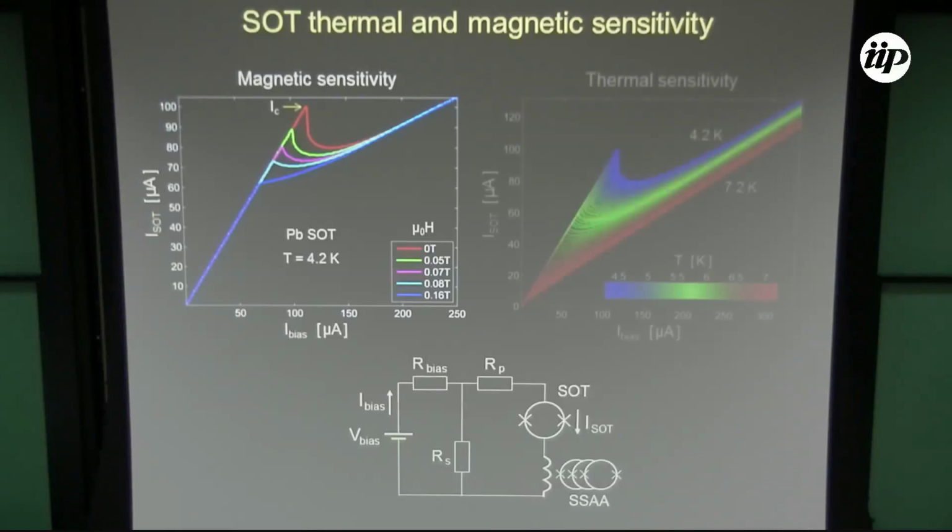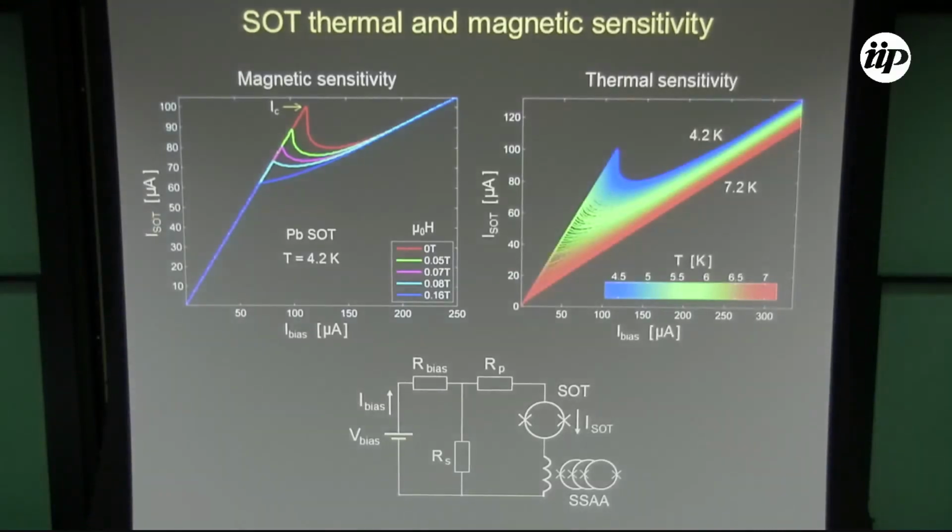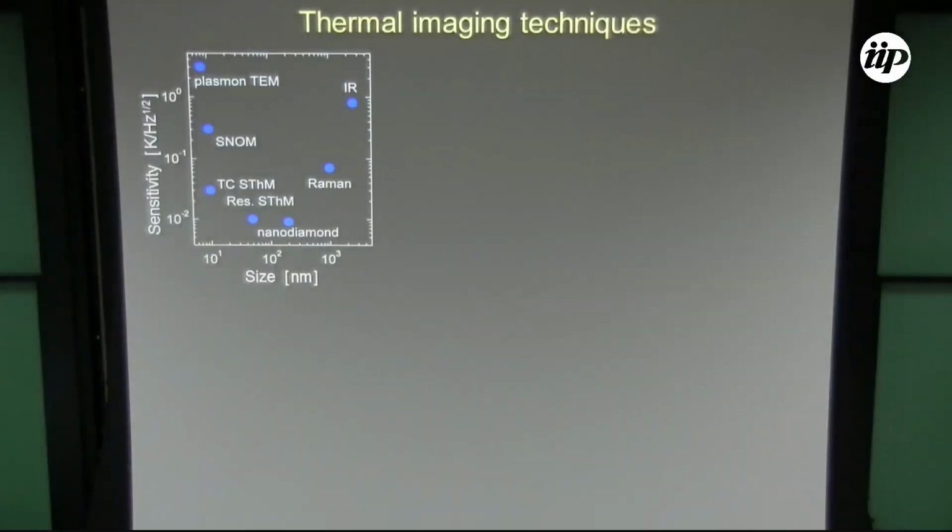But we all know that the critical current is also temperature dependent. In particular, this is a lead device, so if we go to 7.2 Kelvin, which is Tc of lead, the IVs will become completely linear. So if this is such a sensitive magnetometer, maybe it can also be a good thermometer. So let's first see what is available there.